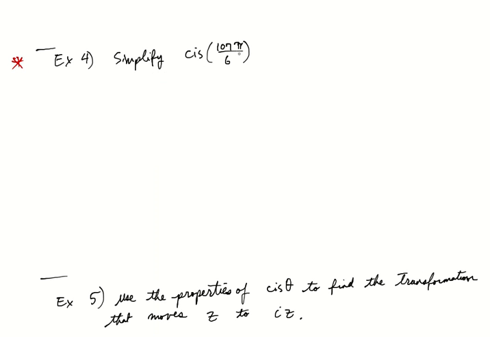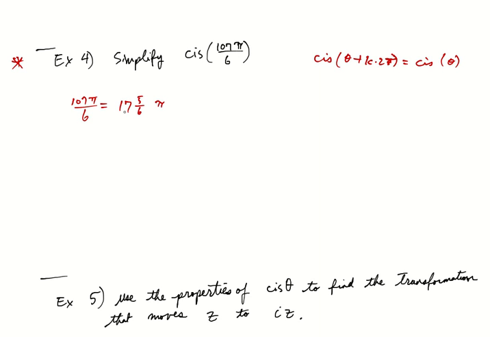Simplify cis of 107 pi over 6. Here we have a large angle. Let's get this into a smaller angle. Remember we said cis of theta plus k times 2 pi can be simplified into cis of theta. So that's what we're going to do. Let's try and get rid of this. If I divide 107 by 6, I would get 17 and 5 over 6 pi.